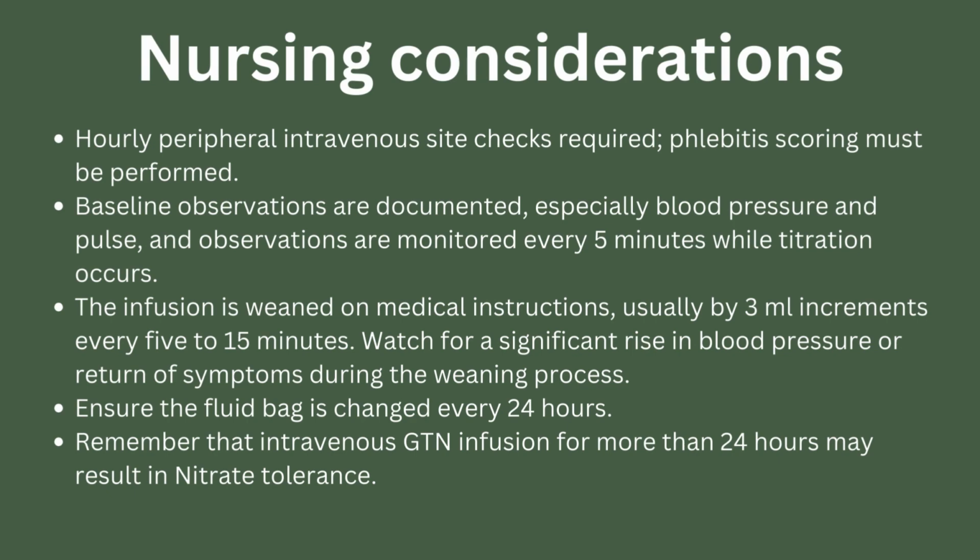Hourly peripheral intravenous site checks are required. Phlebitis scoring must be performed. Baseline observations are documented, especially blood pressure and pulse, and observations are monitored every 5 minutes while titration occurs. The infusion is weaned on medical instructions, usually by 3 ml increments every 5 to 15 minutes. Watch for a significant rise in blood pressure or return of symptoms during the weaning process. Ensure the fluid bag is changed every 24 hours. Remember that intravenous GTN infusion for more than 24 hours may result in nitrate tolerance.